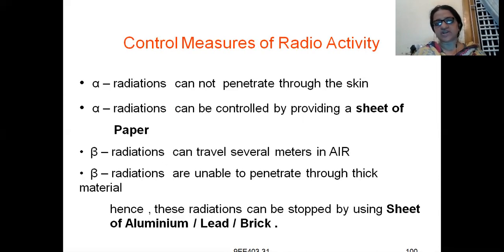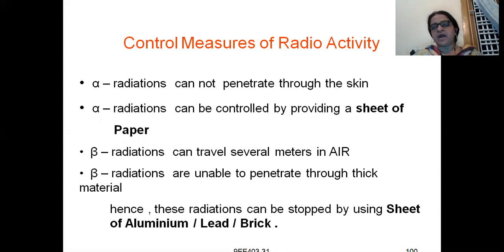Control measures of radioactivity. What are the control measures which we need to take for radioactivity? Alpha radiations cannot penetrate through skin. Alpha radiations can be controlled by providing a sheet of paper.